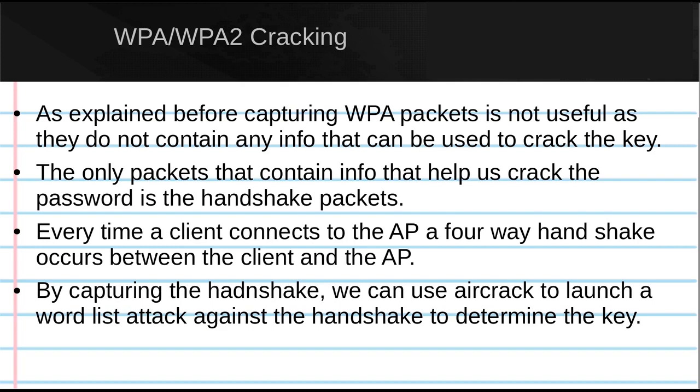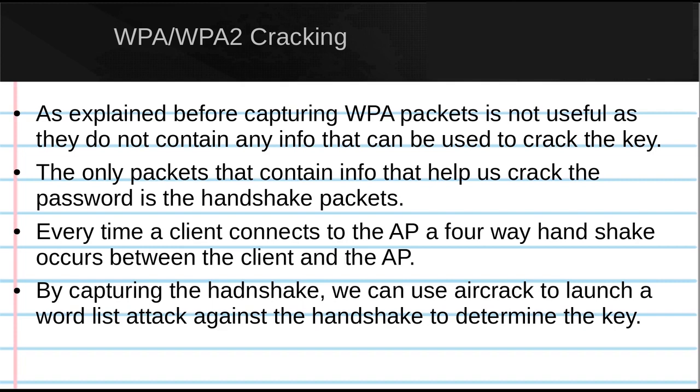The only packets that contain some information that can help us determine the key are the handshake packets. These are 4 packets sent when a new device or a new client connects to the target network. So for example, at your home, when your own device connects to the network, you have the password and you connect to it, a process called a 4-way handshake happens between your device and the access point. In this process, 4 packets called the handshake packets get transferred between those 2 devices to authenticate your device with the access point.